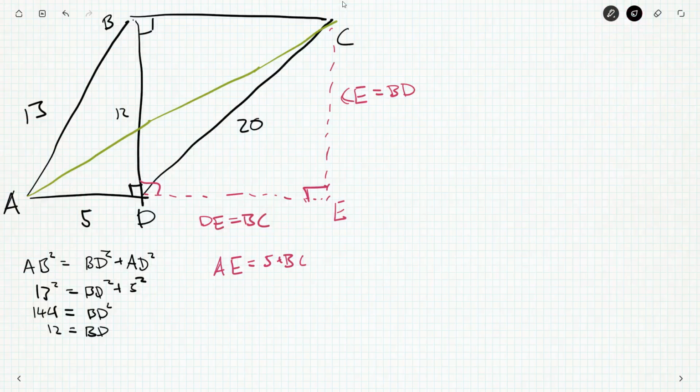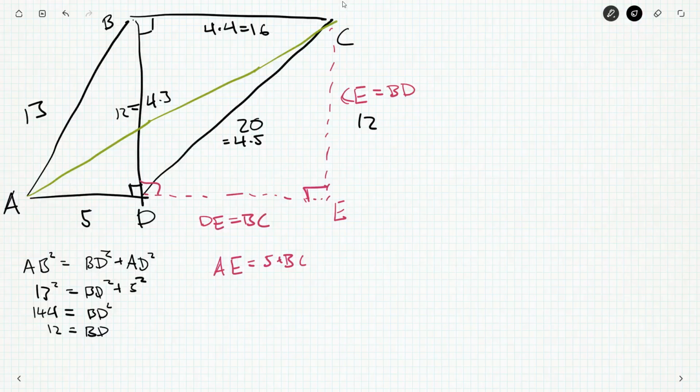And now we know CE is 12. Can we work out what DE is? Well, it's going to be the same thing as BC, and we have a right angle triangle here. 12, 20. Okay, you might notice that these are both multiples of 4. This is 4 times 3. This guy here is 4 times 5. So the remaining side, it's a 3, 4, 5 triangle. We're going to have 4 times 4, or 16 for this side.